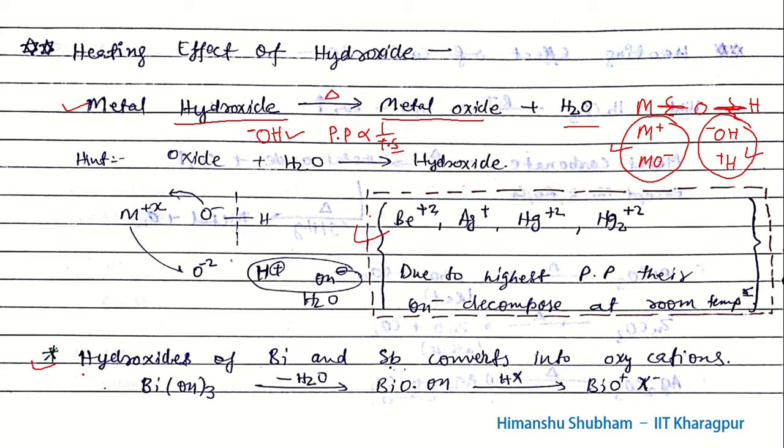Now another fact here is that hydroxides of bismuth and antimony convert into oxycations. Oxycations are basically cations which contain oxygen as well. For example, we have BiO+, this is an oxycation. So when Bi(OH)3 is heated, it gives off one molecule of H2O and forms BiO.OH. Now if we carry the reaction further and react it with HX, then X− will replace OH and form the compound BiO+ X−. A similar reaction would occur for Sb.